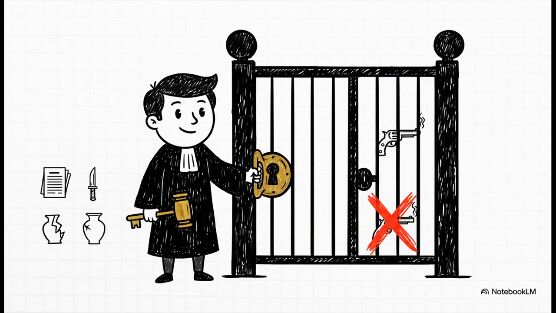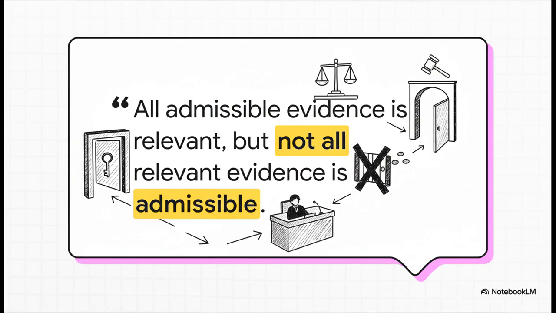And that's because the judge is the ultimate gatekeeper. This concept of admissibility is the final checkpoint, and the judge holds the key. They have the final say on what information gets in and what gets kept out. There's a great old saying in law that sums this up perfectly. All admissible evidence is relevant, but not all relevant evidence is admissible. Think of it this way. Being legally relevant gets you to the courtroom door, but it's admissibility, the judge's decision, that actually lets you inside.